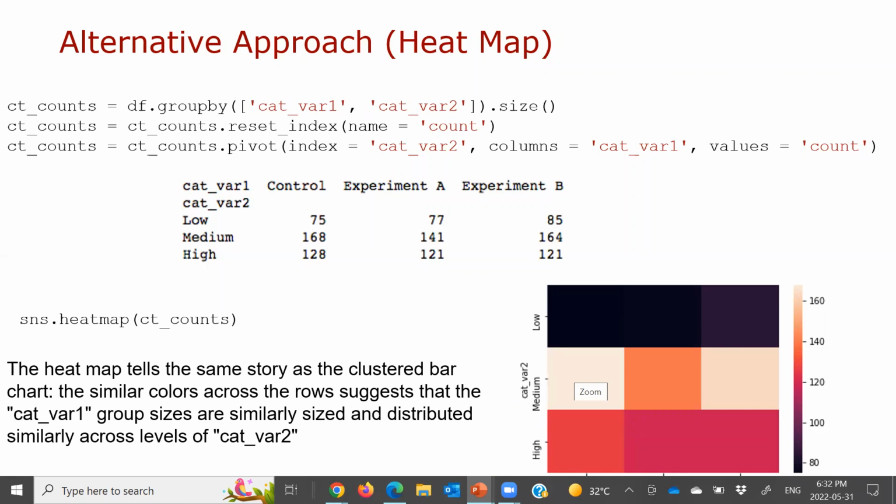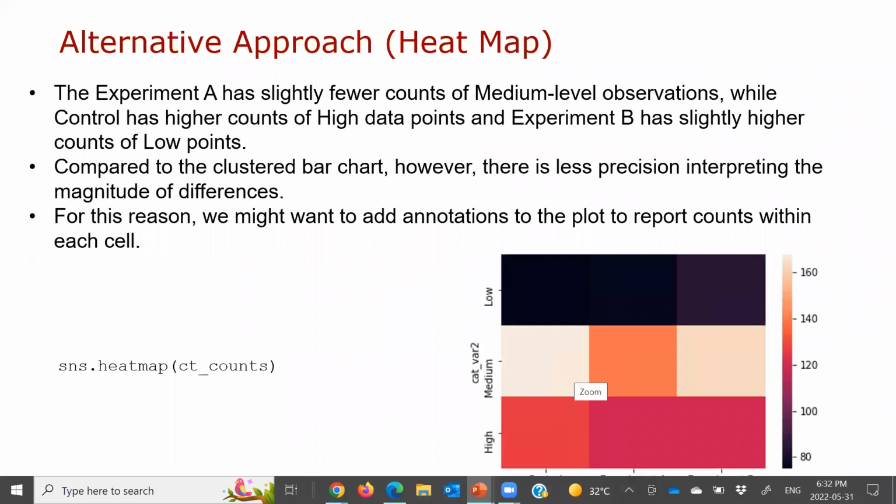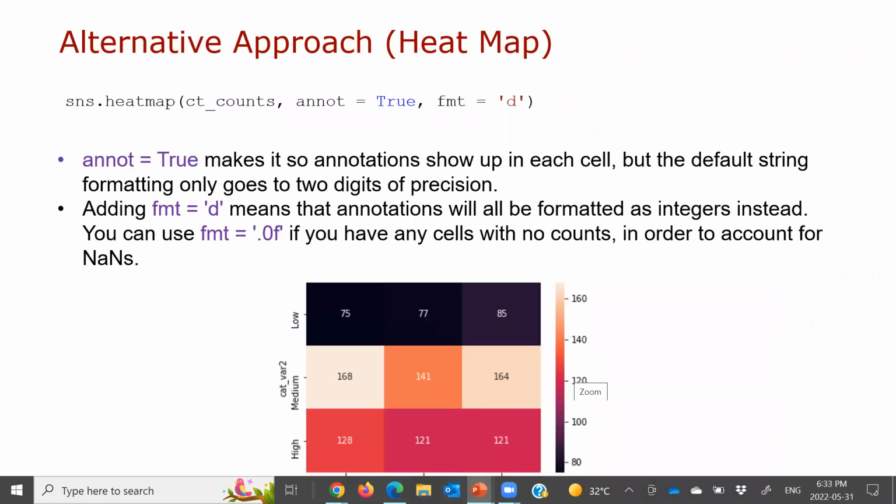I will show you an example. I guess I have an example for you. Yeah, then we're going to take the values and then we're going to stick it here. The heat map tells the same story as the cluster bar. The similar colors across the rows suggest that the category 1 group sizes are similar in size and distribution, and so on. So usually we will not use this, but it's there. These are 3 steps we need to do before we apply the heat map to 2 categories. And usually we don't do this. This is an experiment. A has slightly fewer counts in the medium. Again, they have done this. It's the same thing here. Alternative approach.